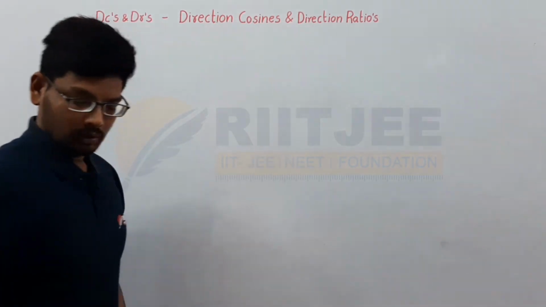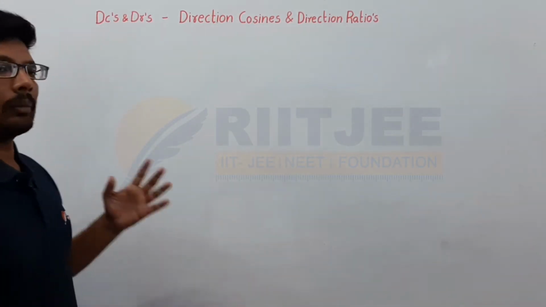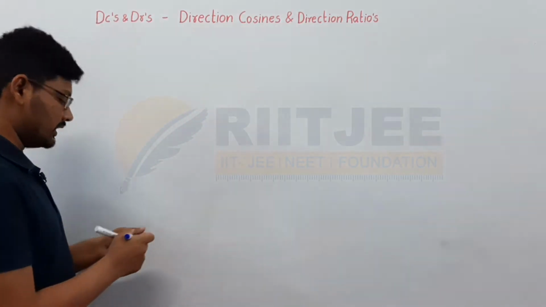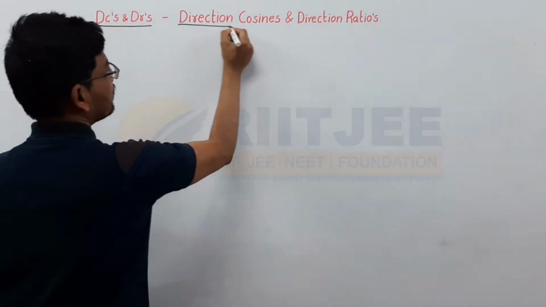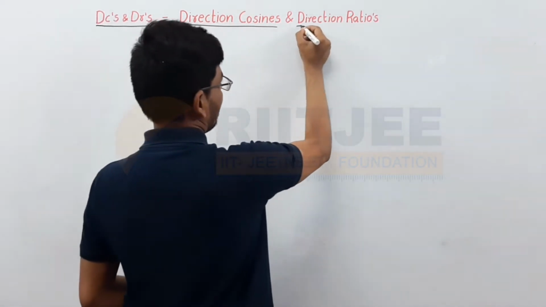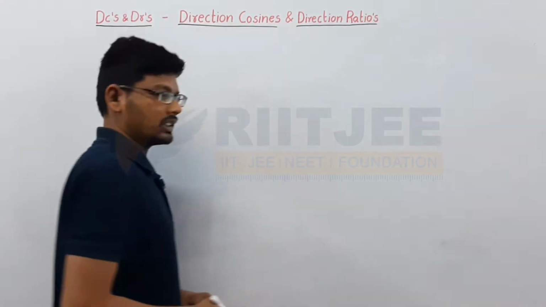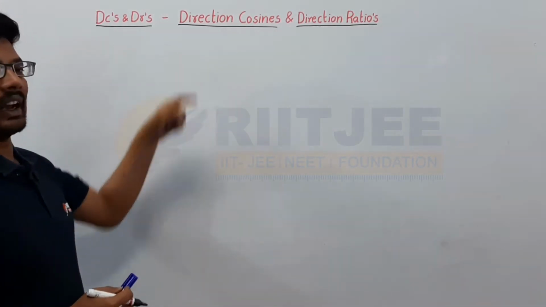And if you look at the introduction part of DCs and DRs, DCs is nothing but direction cosines and DRs is direction ratios. So this is the abbreviation of DCs and DRs here.